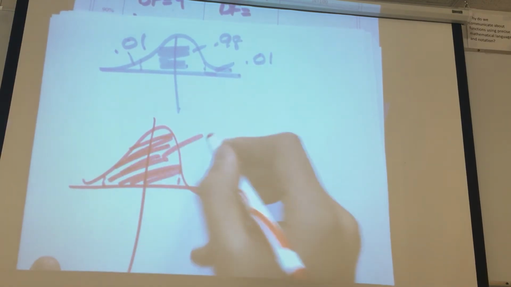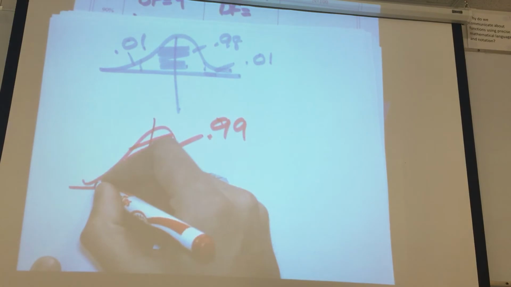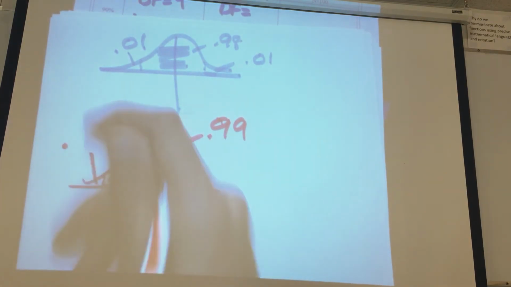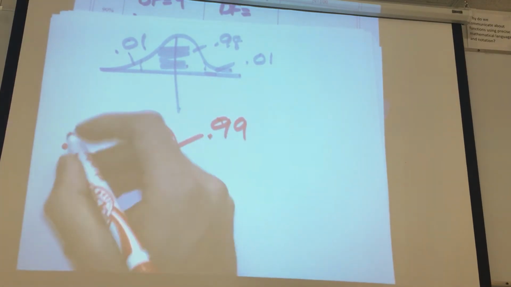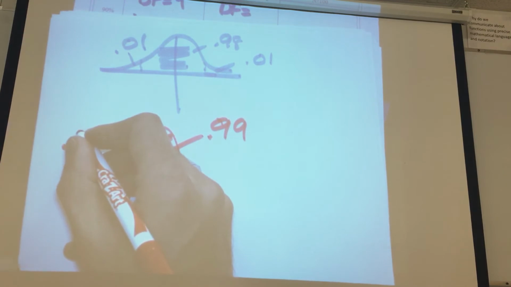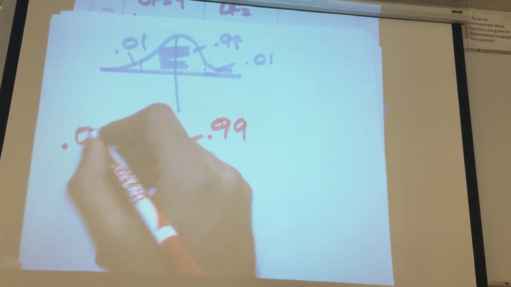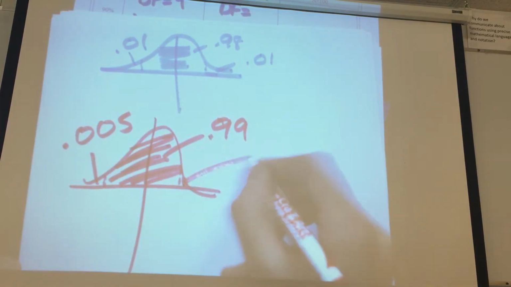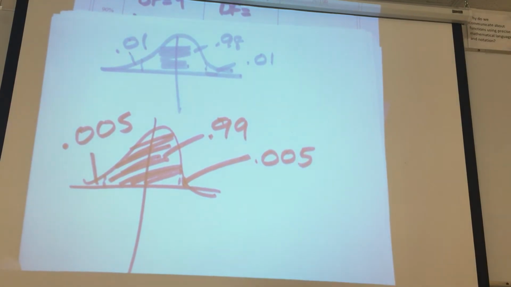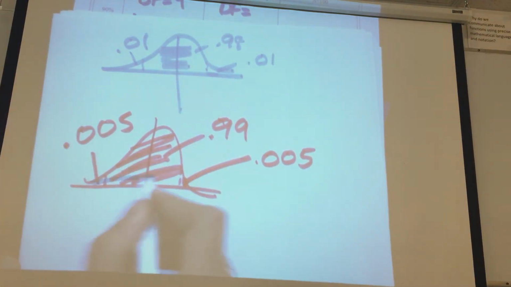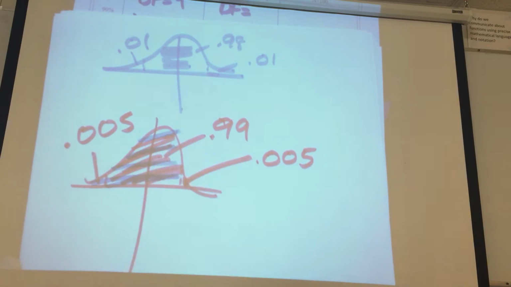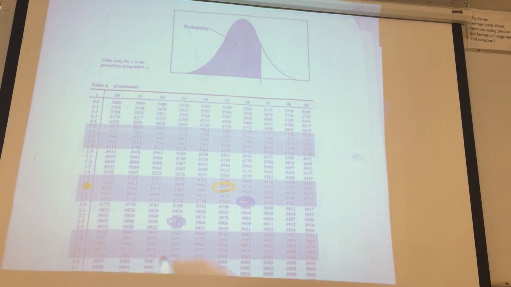Here's 99%, 0.99. How much is this? What is it? 0.005 over here now. 0.005 here. And 0.005 here. And we want all of this area. So what do we want? 0.995.